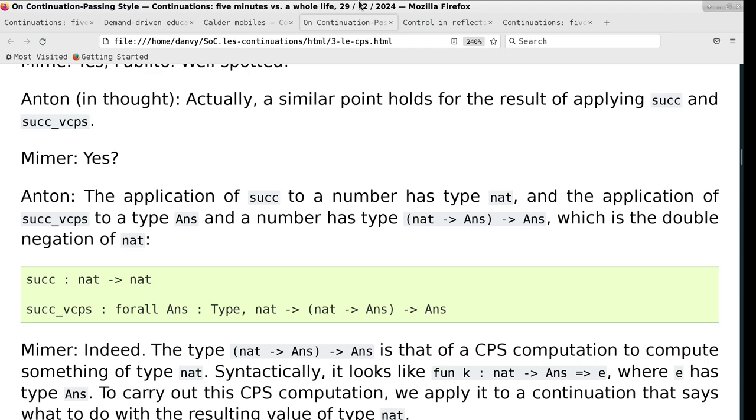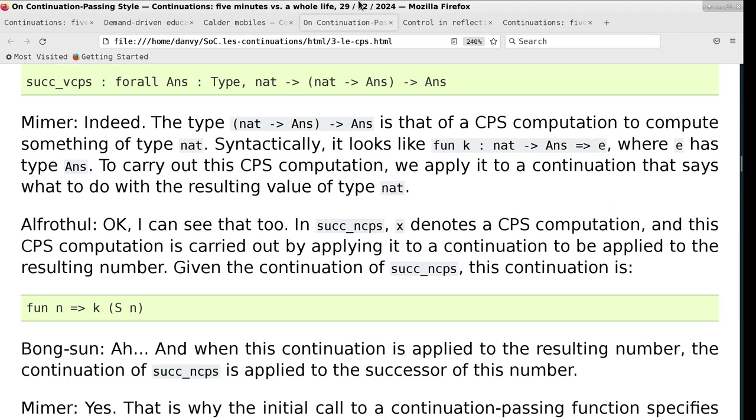We're almost done with types. Hang on. Indeed. The type nat to answer to answer is that of a CPS computation to compute something of type nat. Syntactically, it looks like a function k is nat to answer, where e has type answer. To carry out this CPS computation, we apply it to a continuation that says what to do with the resulting value of type nat. Okay, I can see that too.